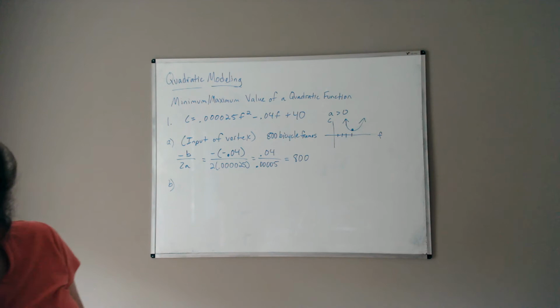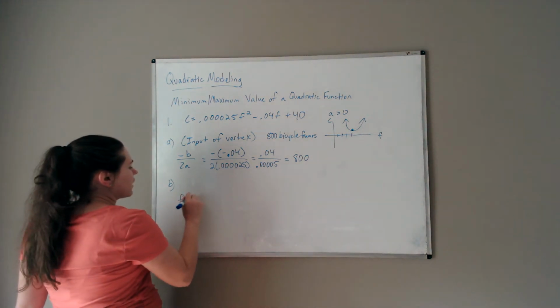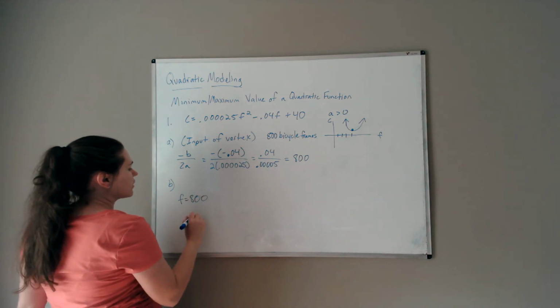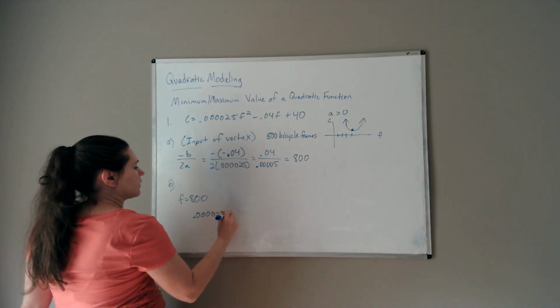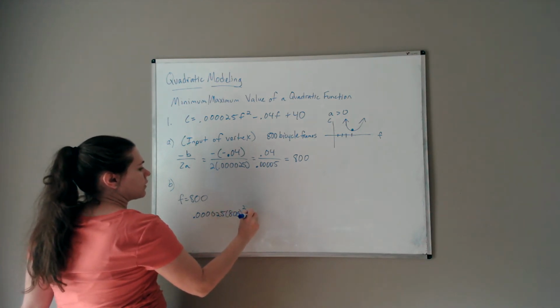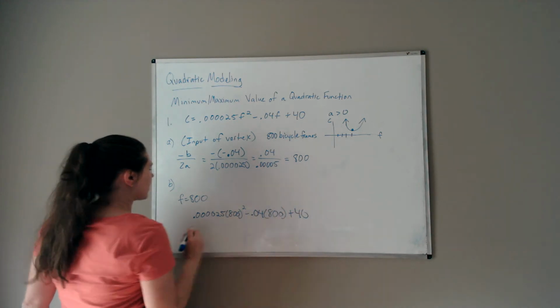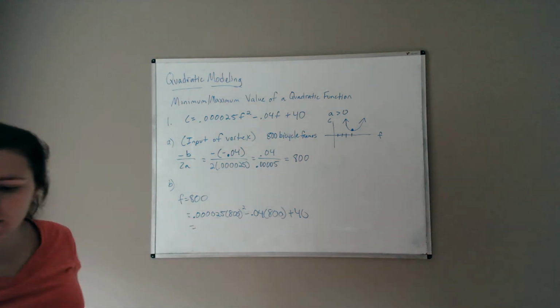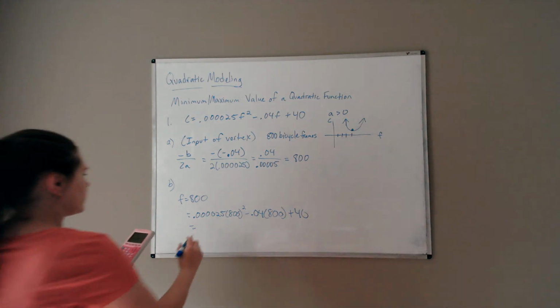Part B says, what is the total cost for that number of frames? We want to know when f is 800, what is the output? All we're going to do is plug that in. You can use your calculator. When you're doing modeling problems, you're probably going to want to use a calculator. This is going to give us 24.